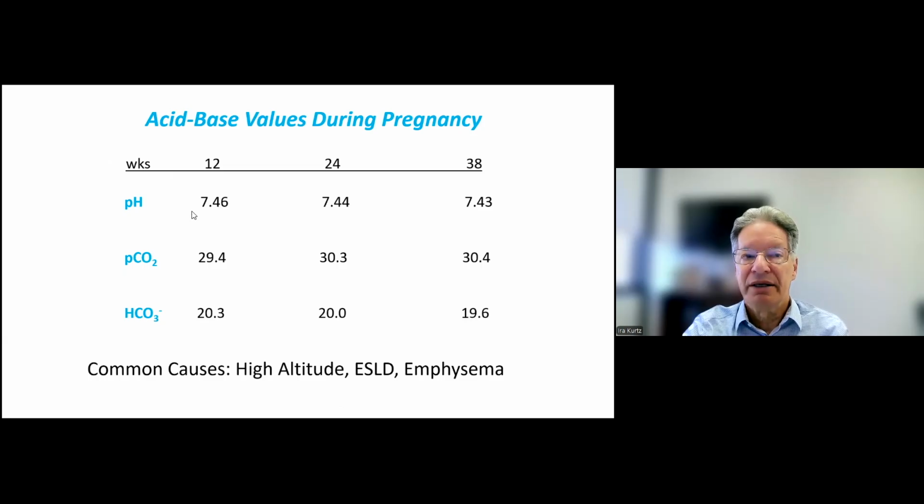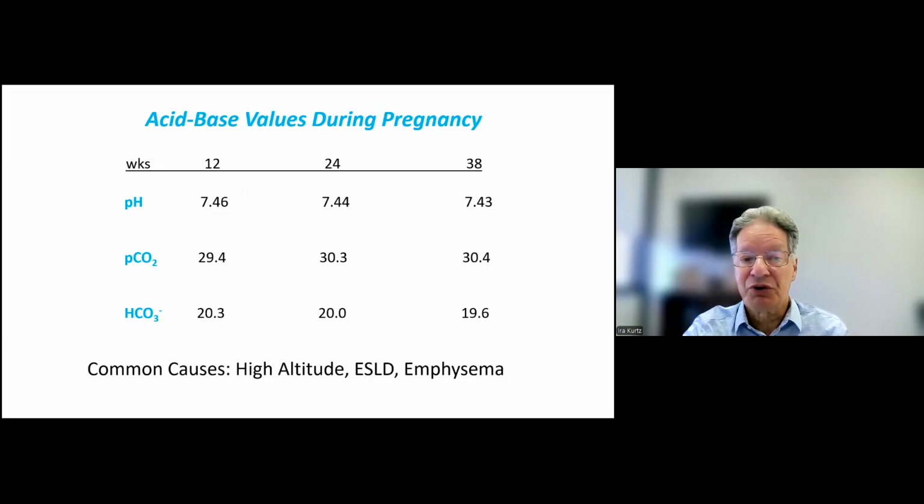These are just data in women at 12 weeks, 24, and 38 weeks of pregnancy. You can see that at all trimesters, they have a chronic respiratory alkalosis. The PCO2 is typically around 30, not as low as the other patient I just showed, and the bicarbonate is down by roughly half of what the PCO2 fell. And the thought, again, is that it's due to progesterone being elevated, driving the ventilation.